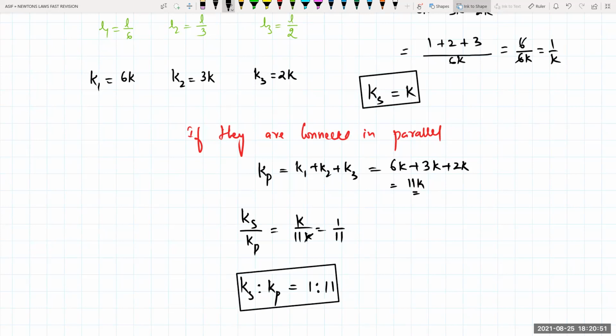So got an idea? I have revised all the spring concepts in one go. Everything in the springs concept? Sure. Next one.